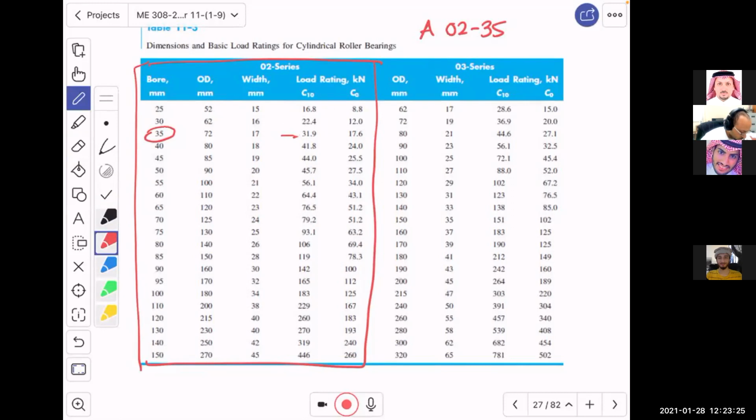It says 02-35, right? Yes. So what's 02? 02 is series 2. Oh, okay. 03 is series 3. And then we picked 35.